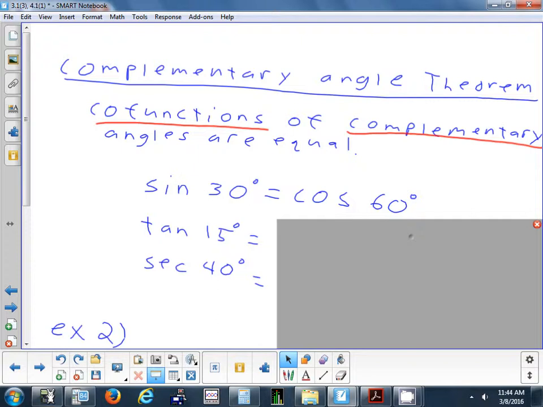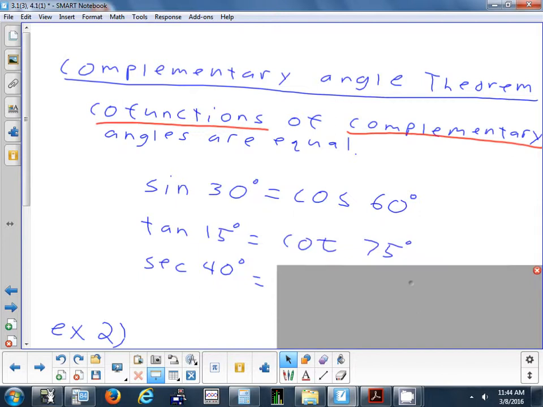How about the next one? Tangent of 15. Anybody think they know what goes on the right? Okay, 75 is the complement, so that's part of it. And what's going to be my trig function? Cotangent. Okay, I'm not going to type it in, but if you want, you could check it on your calculator. The tangent of 15 is the same as the cotangent of 75. I have no idea what the tangent of 15 is.